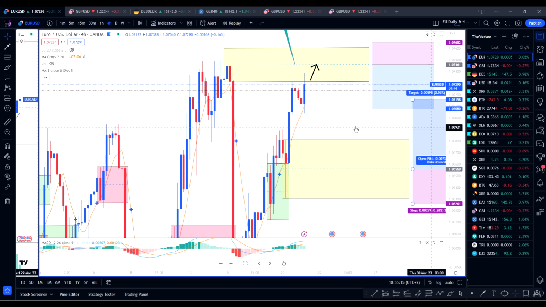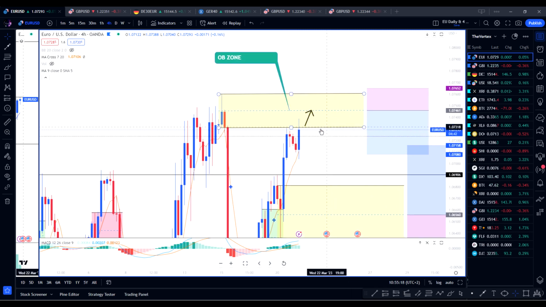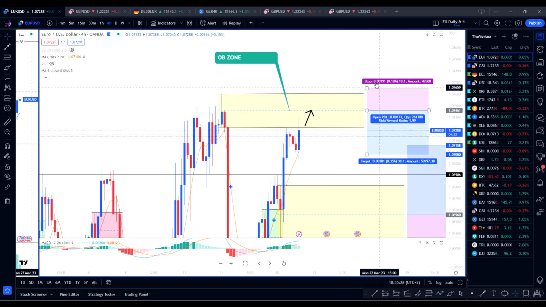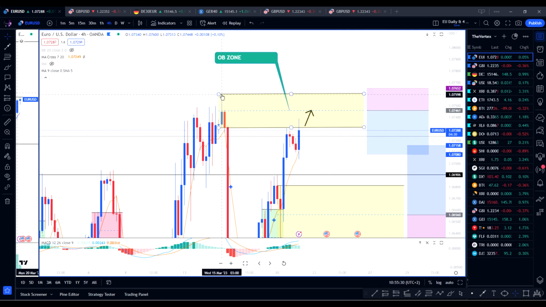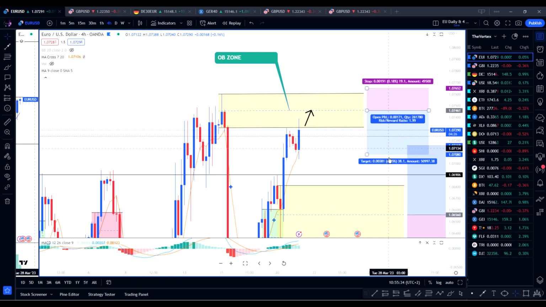Right, so back to how I trade these order block zones. I wait for price to hit the exact middle point of the yellow zone, in which case my limit order will be triggered and opened up. My stop loss is always a couple of pips above the most top wick of the order block candle, and I always target a risk to reward of 1 to 2. That's just how I like to trade them.